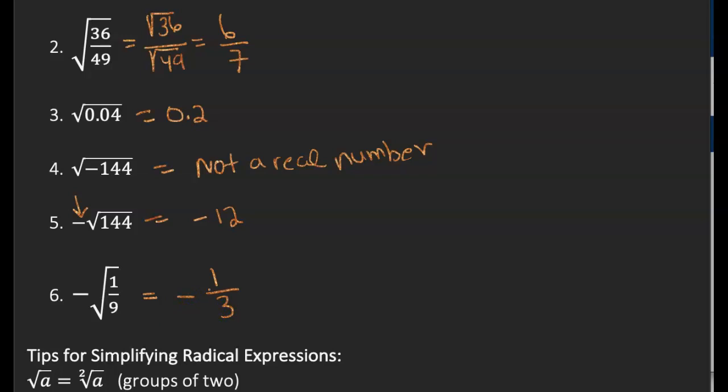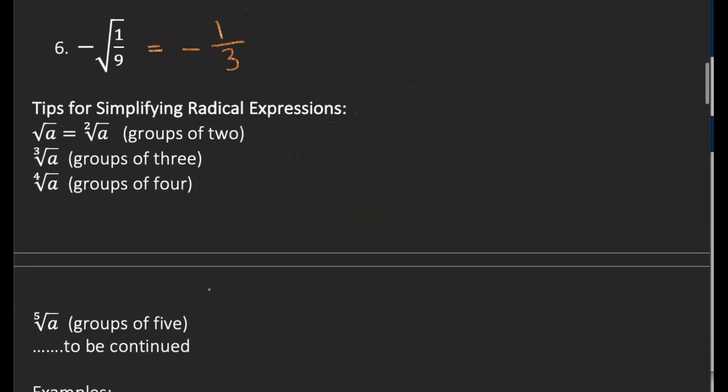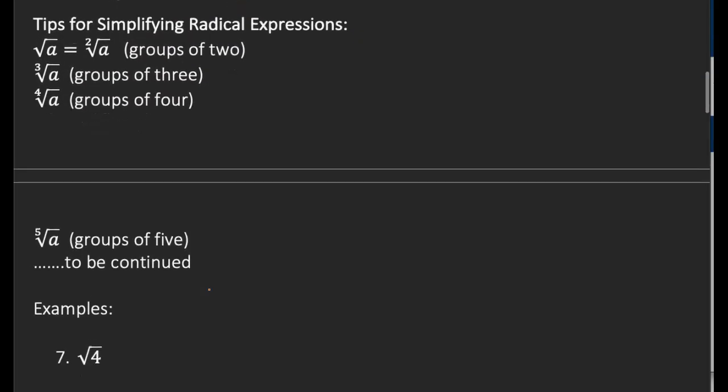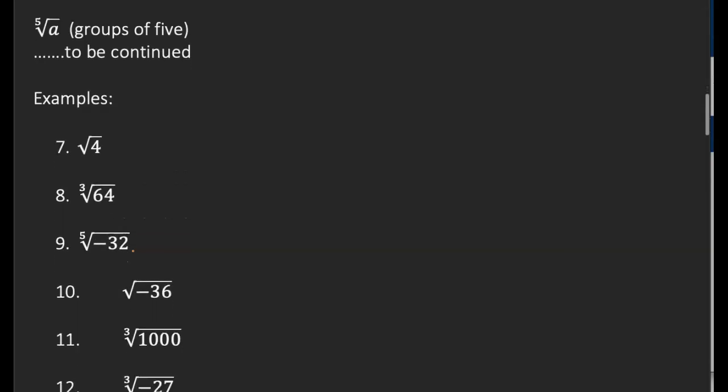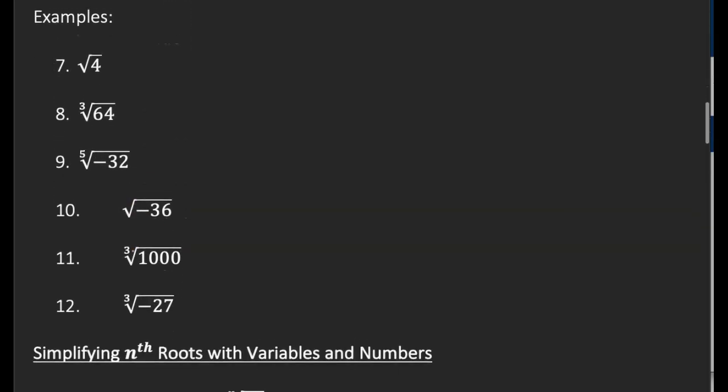All right. Let's see more examples. Now, sometimes we're going to be simplifying radicals other than just the square root. We can have the cube root, the fourth root, the fifth root, and so on. When you think about the square root, think about groups of 2, and cube root groups of 3, fourth root groups of 4, fifth root groups of 5. Okay, let's see a few examples here.